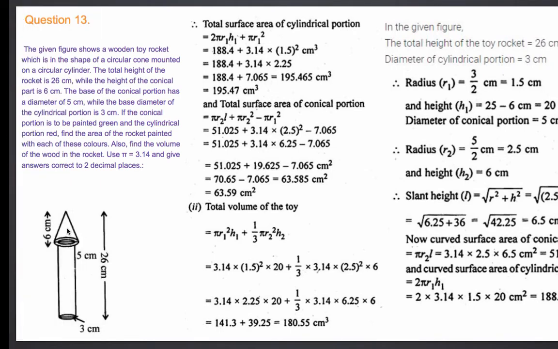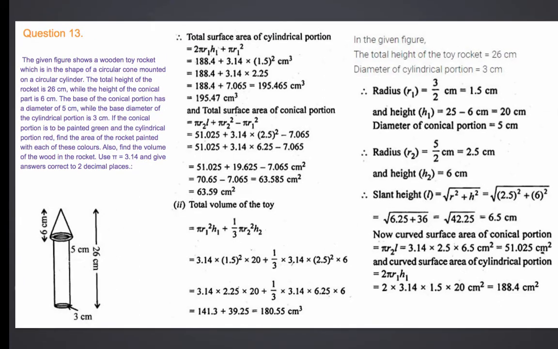For the cone I know the height is 6 and the radius is 2.5. Height is 6 for the conical portion and radius is 2.5. For the cylinder I know 26 minus 6, 20 centimeter is the height, here it's 26. And the radius of the cylinder is 1.5 centimeter, circular base, right?